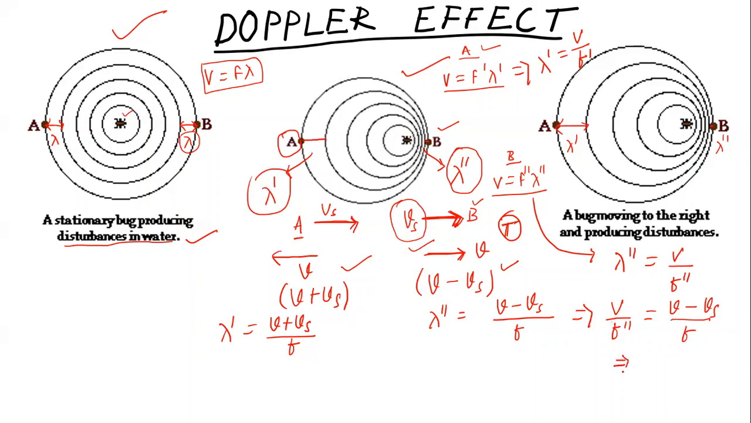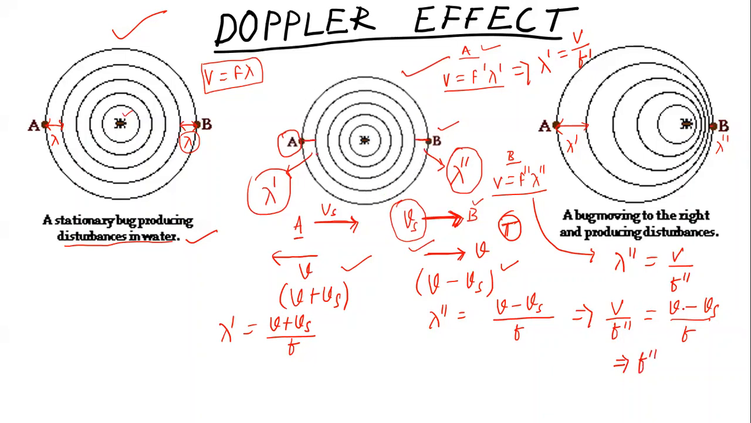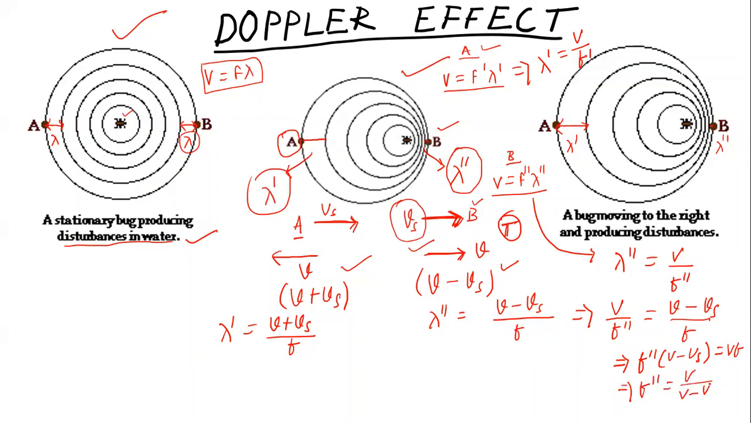You cross multiply and then you write the value. If you want to write F double dash only, then you can write F double dash into V minus Vs is equal to V times F, right? So you can write F double dash is equal to V divided by V minus Vs times F.